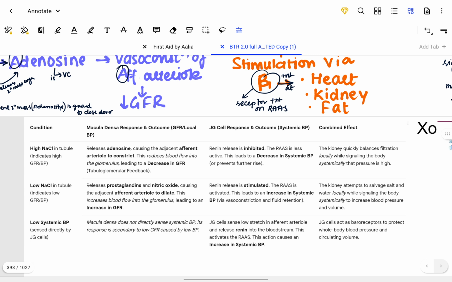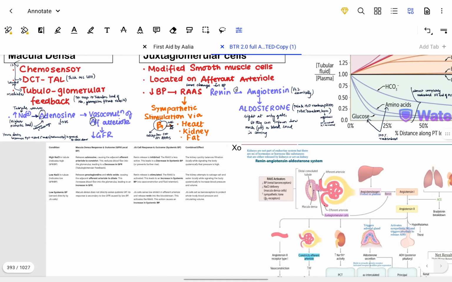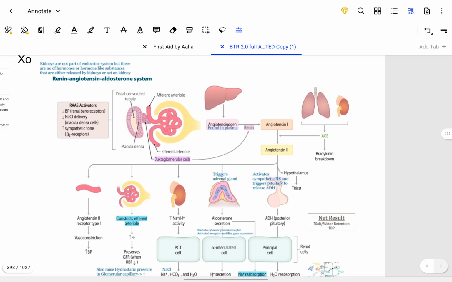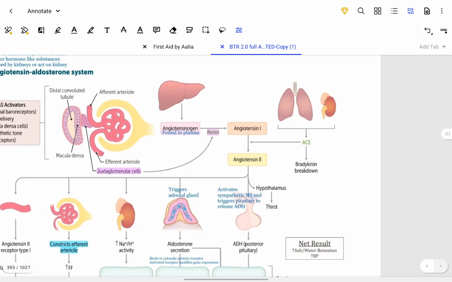Why? Because it's located where? It's located in the smooth muscle cells of the afferent arteriole, right? So according to the stretch, it senses if there is a low BP or a high BP. So JG cells sense the low stretch in the afferent arteriole, and release renin into the bloodstream, which activates RAS. So this action causes an increase in systemic BP. Looking at different steps of the renin, RAS. So renin is released by the juxtaglomerular cells.